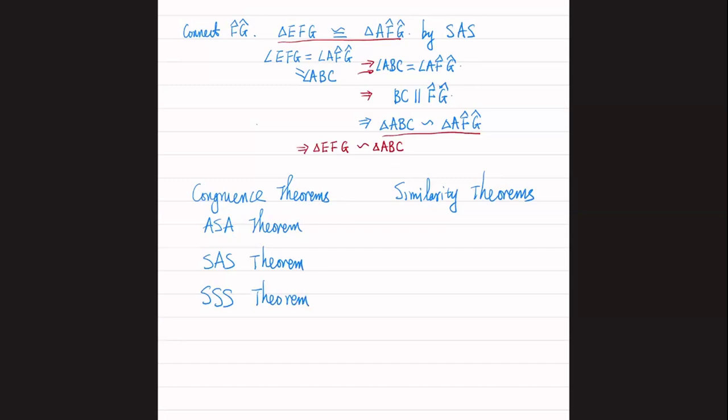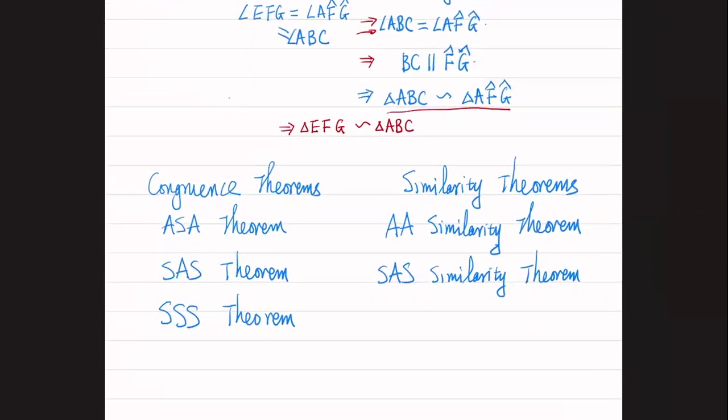And we have the corresponding theorems for similar triangles. AA similarity. This time we don't have S, just AA similarity. SAS similarity theorem. And this SSS.